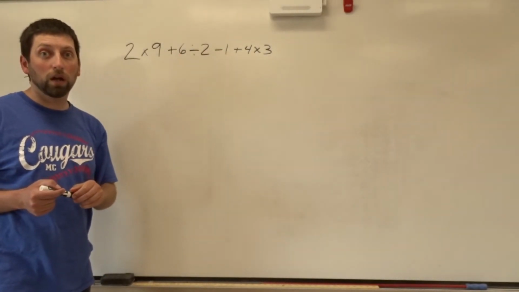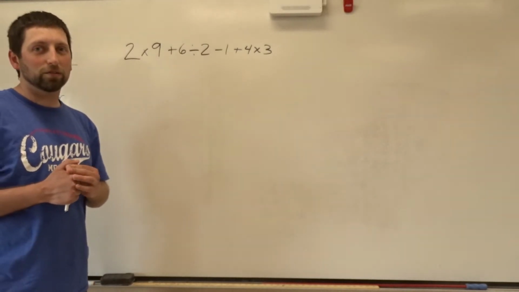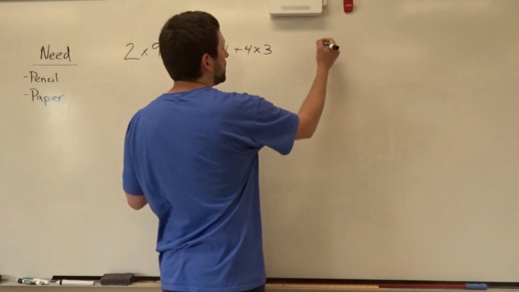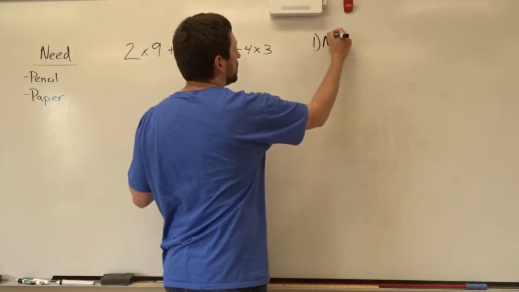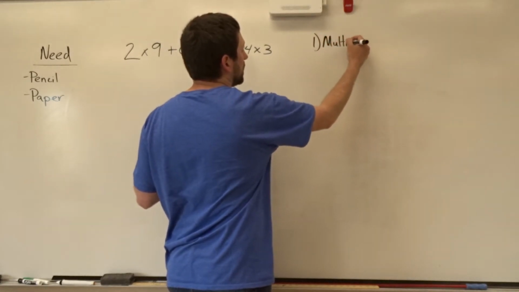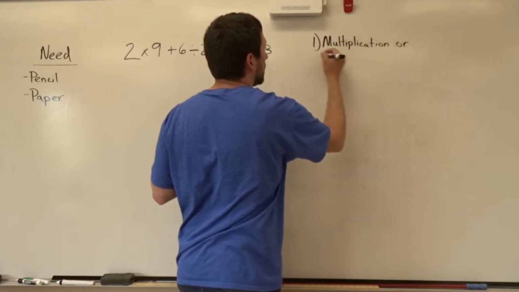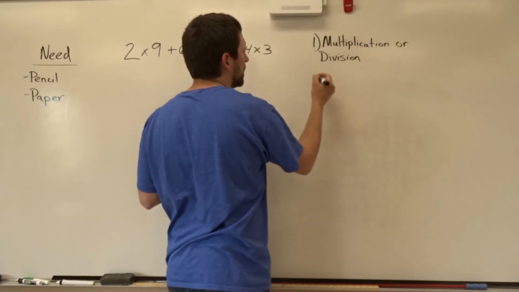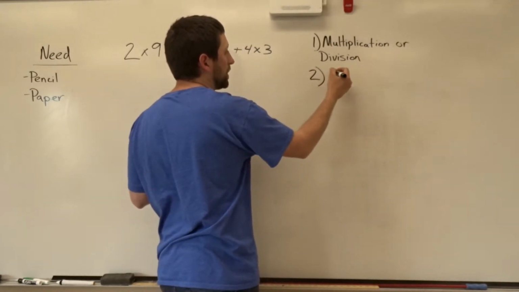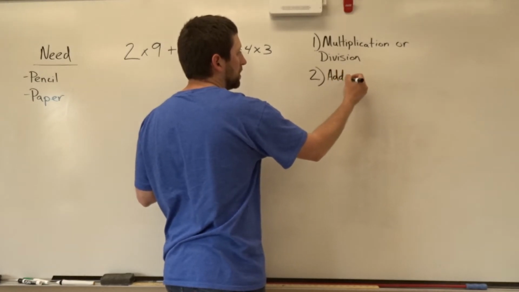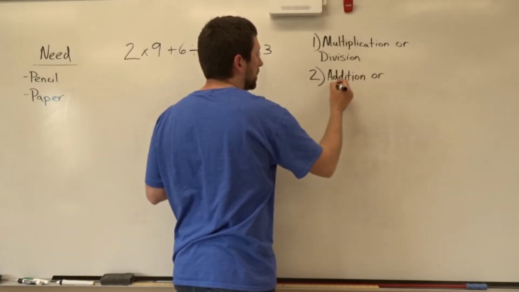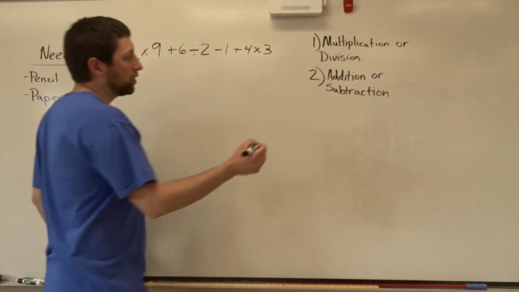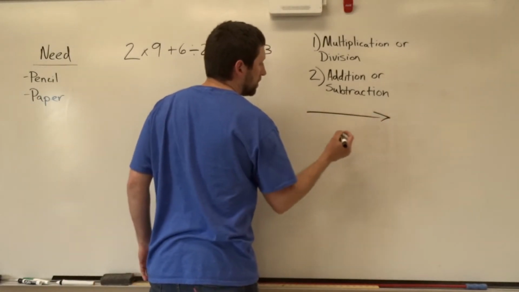And you might go, what? That's okay. There are some steps we must take to solve this correctly. So the first thing we always need to do is do either multiplication or division first. Then when we have these kinds of problems, we can do addition or subtraction next. And we always go from left to right.